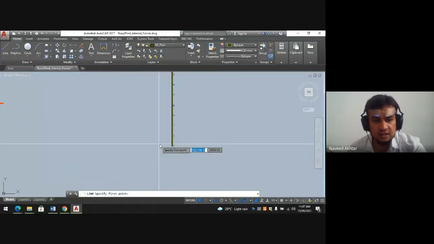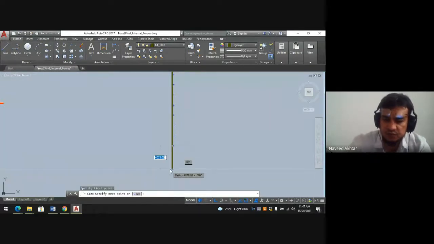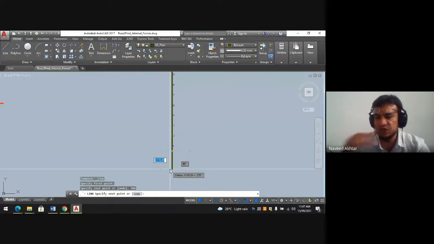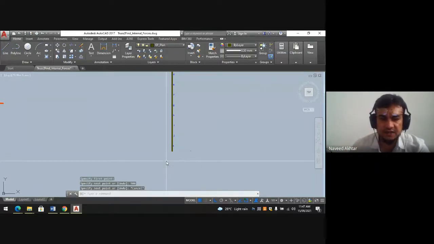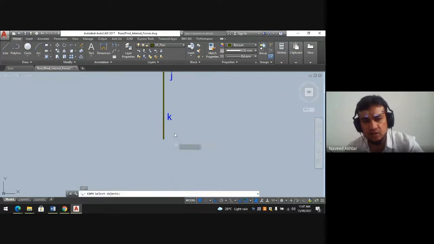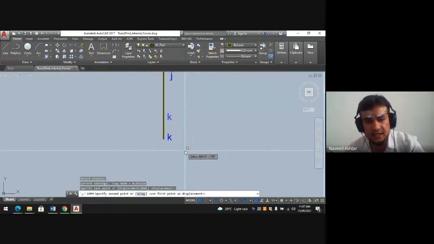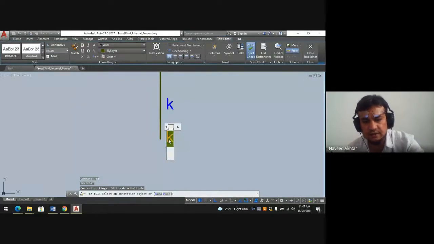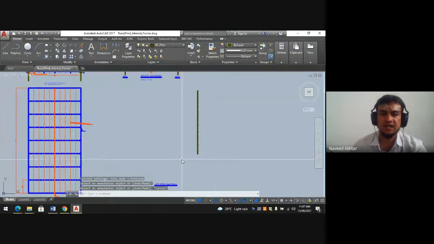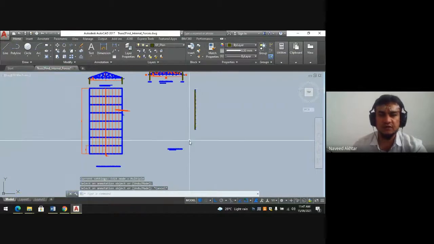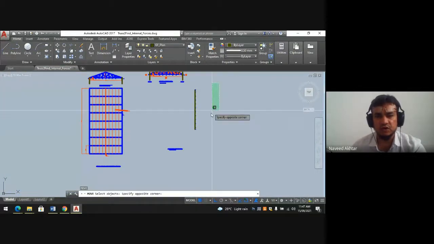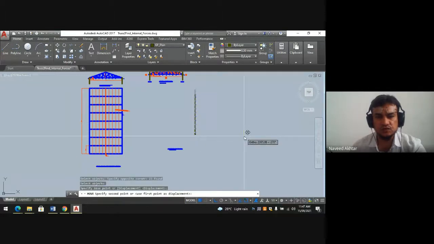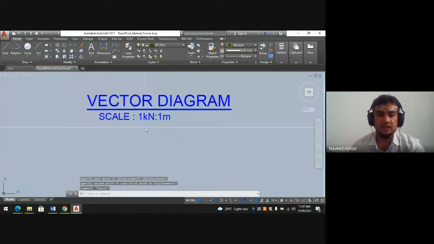I will draw this. 900 mm, 0.9 meter. 1 kilonewton we are taking here. K to L, I will copy, and this is the point L. Write down, this is the point L, small letter. Okay. So this is our vector diagram. I am drawing this vector with scale. Scale क्या लिया मैंने? 1 kilonewton equals 1 meter.